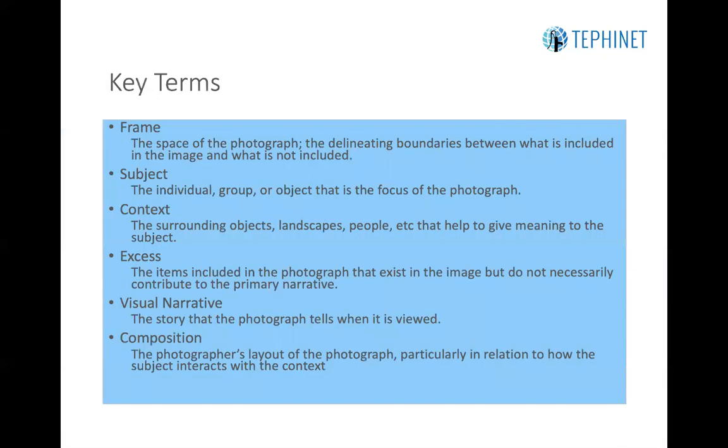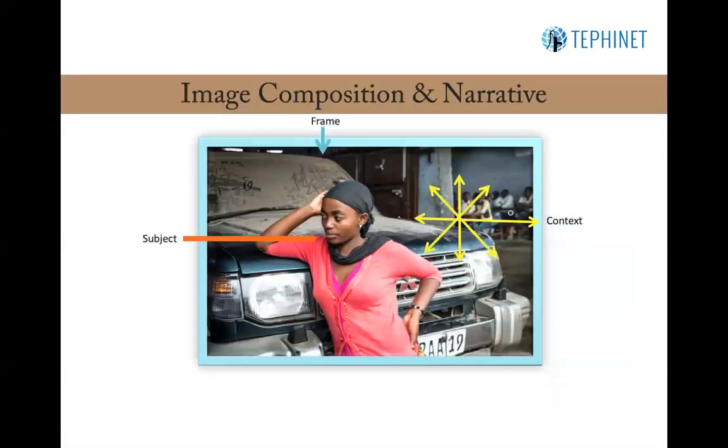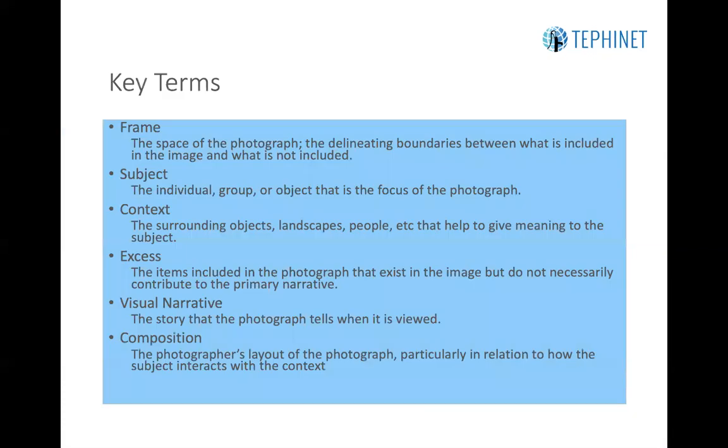This is going to be a slide with a lot of terms on it, but we'll go through an image with it, as you will see right here, in just a second. So starting from the very beginning, the frame is the actual space of the photograph. This is the boundary between what is photo and what is not photo. It's that delineating line between what is included in the image and what is not. Then you have the subject. The subject is the individual, group, or object that is the focus of the photograph.